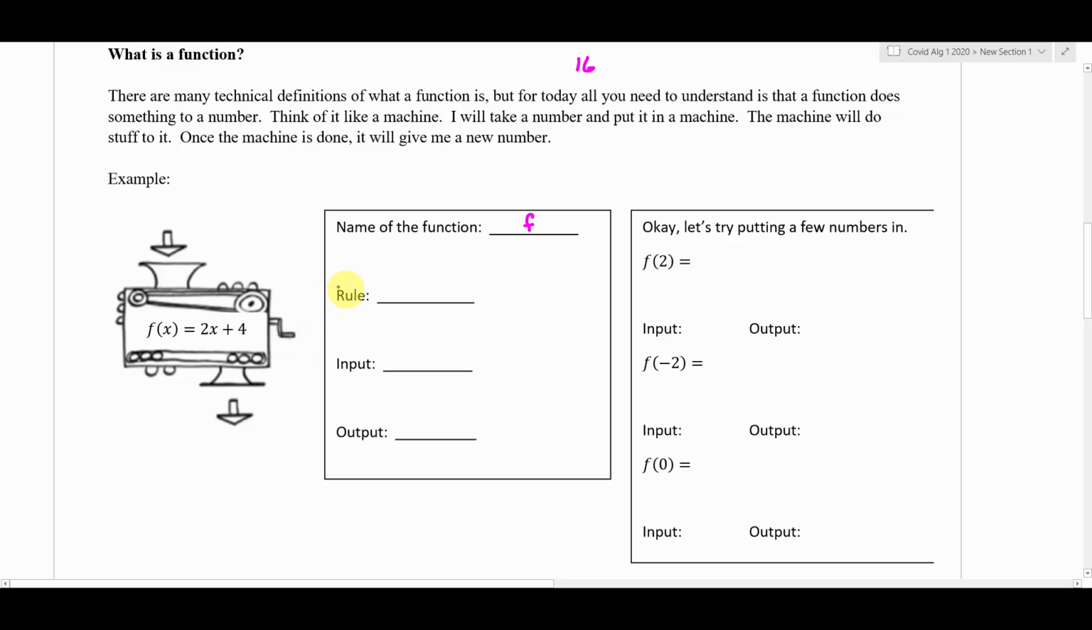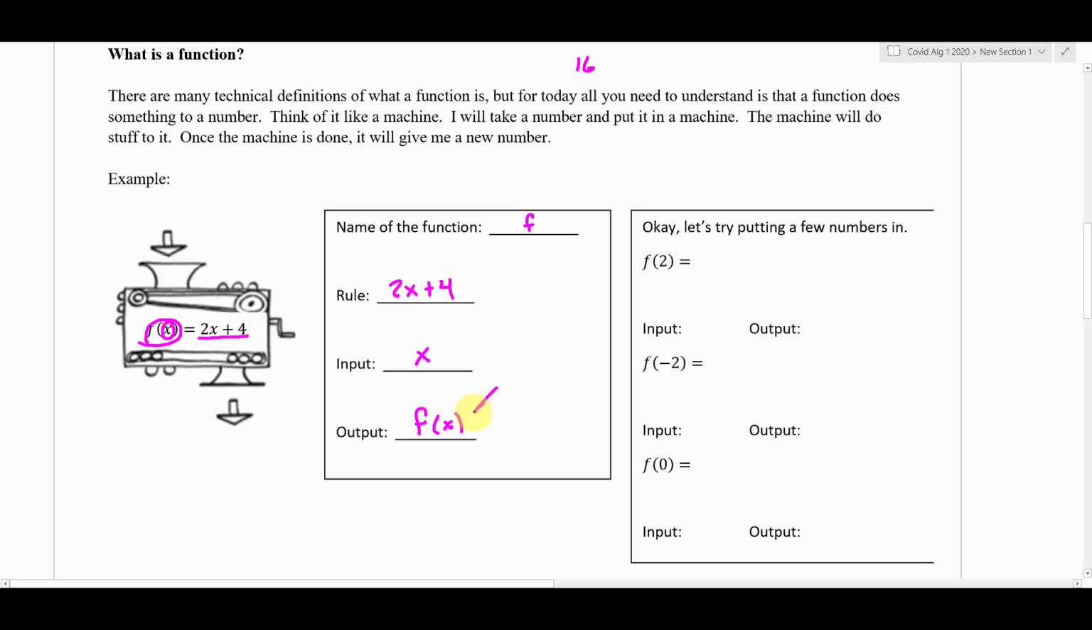All right. The rule is what we're going to do to the number. So this 2x plus 4 is our rule. It tells us how to calculate things. The input is right here inside of the parentheses. So our input is whatever x is. The output is actually this whole thing on the left side of the equal sign. So the output is actually f of x, right? So whatever we get out after we do the rule is going to be what f of x is.